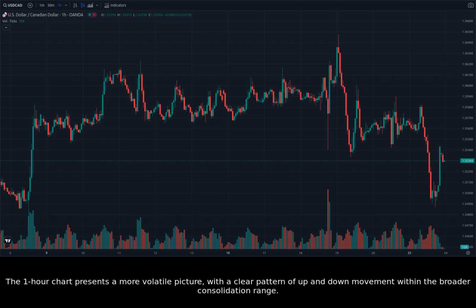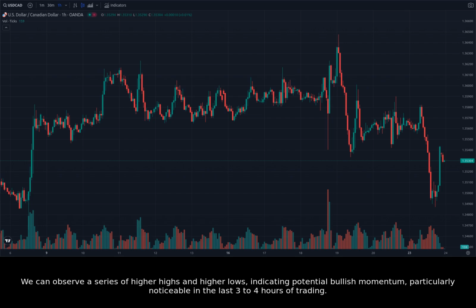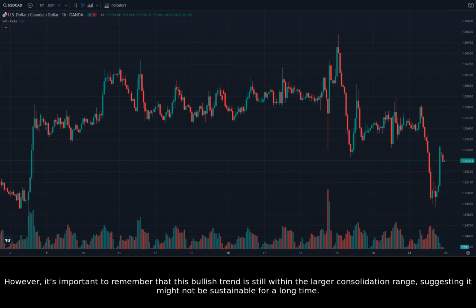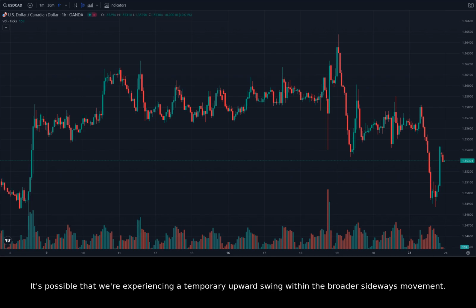The one-hour chart presents a more volatile picture, with a clear pattern of up and down movement within the broader consolidation range. We can observe a series of higher highs and higher lows, indicating potential bullish momentum, particularly noticeable in the last 3 to 4 hours of trading. However, it's important to remember that this bullish trend is still within the larger consolidation range, suggesting it might not be sustainable for a long time. It's possible that we're experiencing a temporary upward swing within the broader sideways movement.